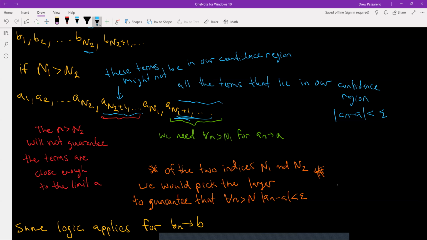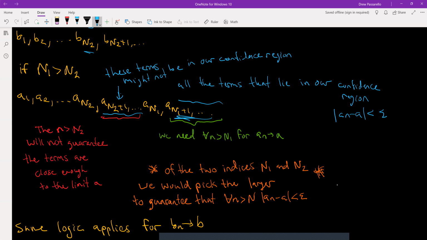So take all the terms with indices starting at a_N2 and going bigger than that. You have a_(N2+1), and then a_(N2+2), all the way up to a_N1. For these terms, it's not guaranteed that they're close enough to the limit a. It's not guaranteed they're in our confidence region, with the absolute value of a_n minus a being less than some arbitrary epsilon. So in other words, we would want to pick the bigger of the two indices in order to guarantee the sequence converges.